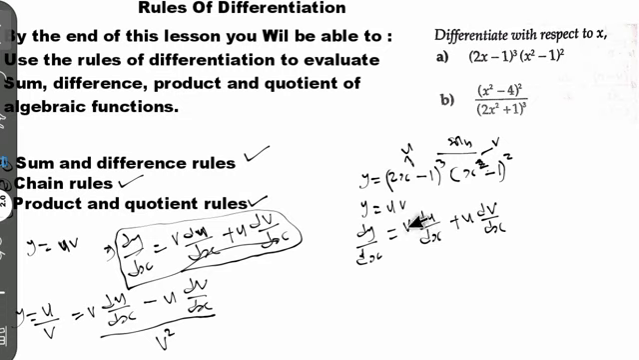Now when we leave v constant, let's differentiate u with respect to s, and we say our u is equal to this.